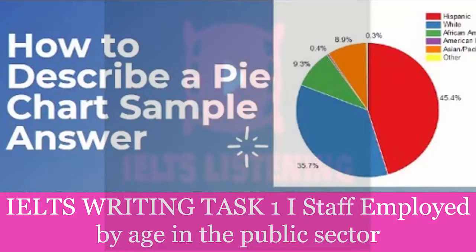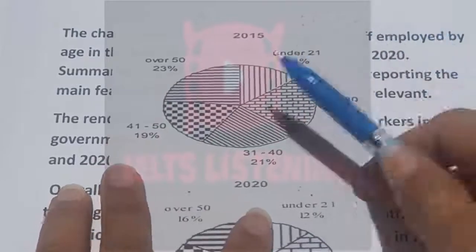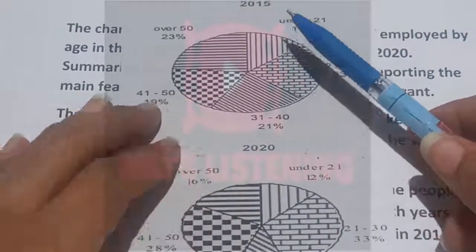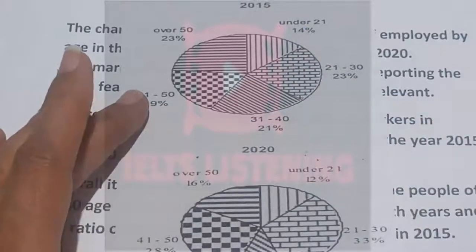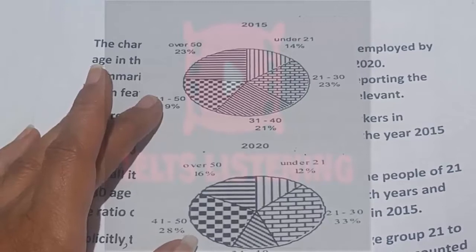So we are given this graph in which the staff is employed by their age in the government sector. Means in the public sector they are employed in 2005 and 2010. Sorry, it's 2015 and 2020.